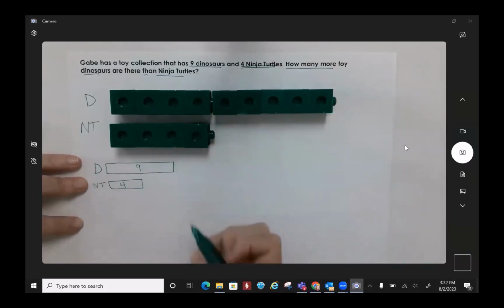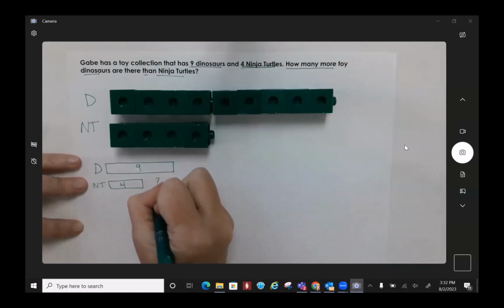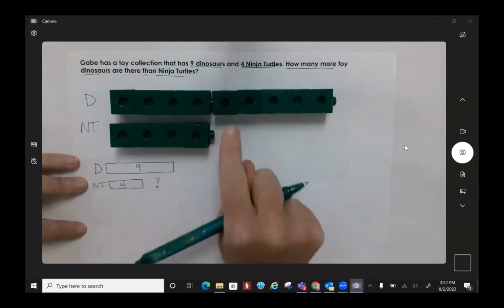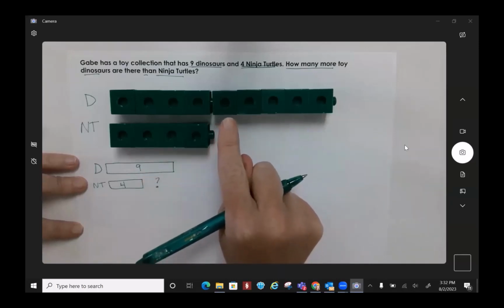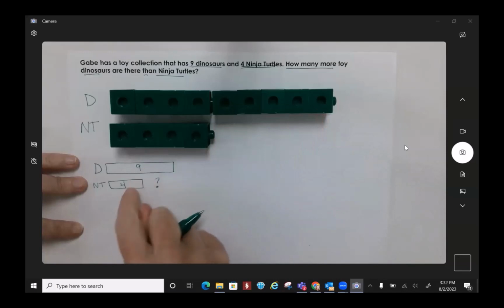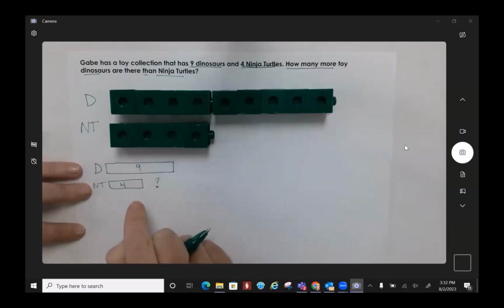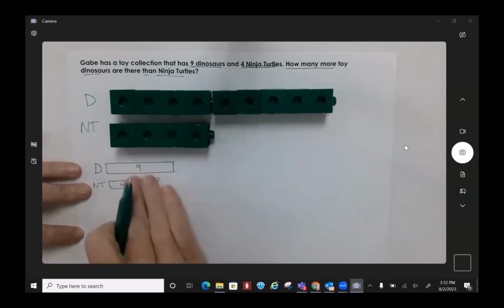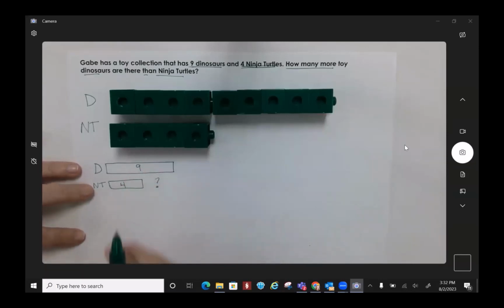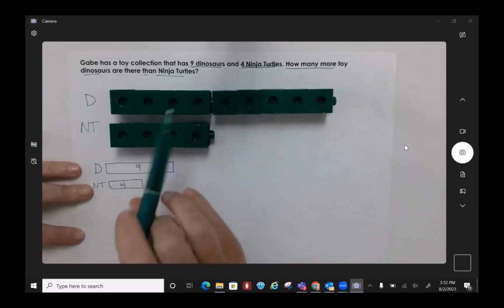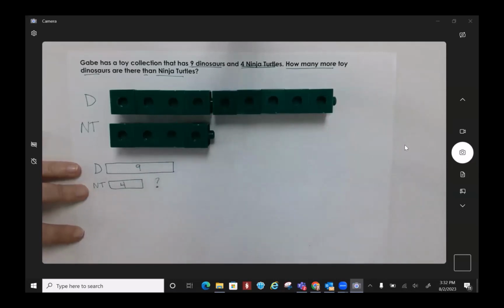And the same thinking, I want to figure out that difference. I want to figure out how many more. Well, with my snap cubes, I could break them off and count them. But with this bar model, I can't see the difference. So let me think about an equation I can use to figure out the difference, to figure out how many more dinosaurs the Ninja Turtle scape has.